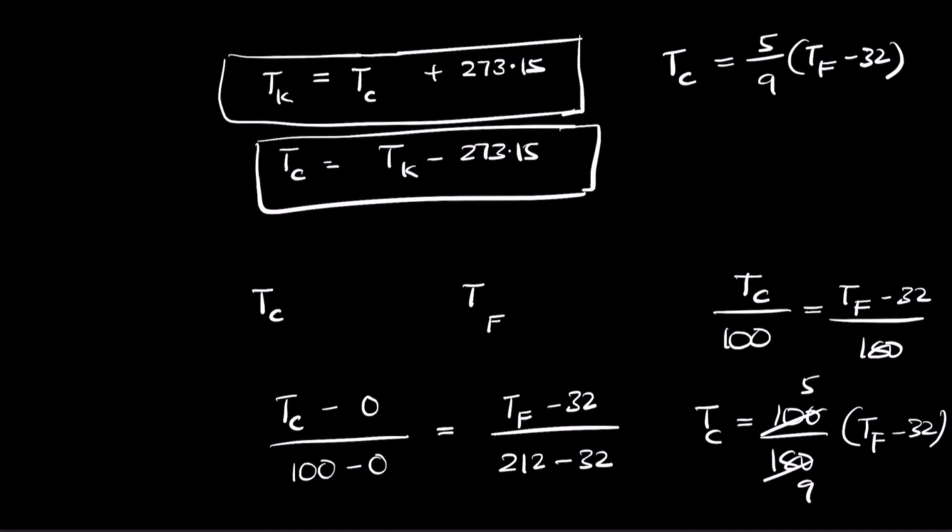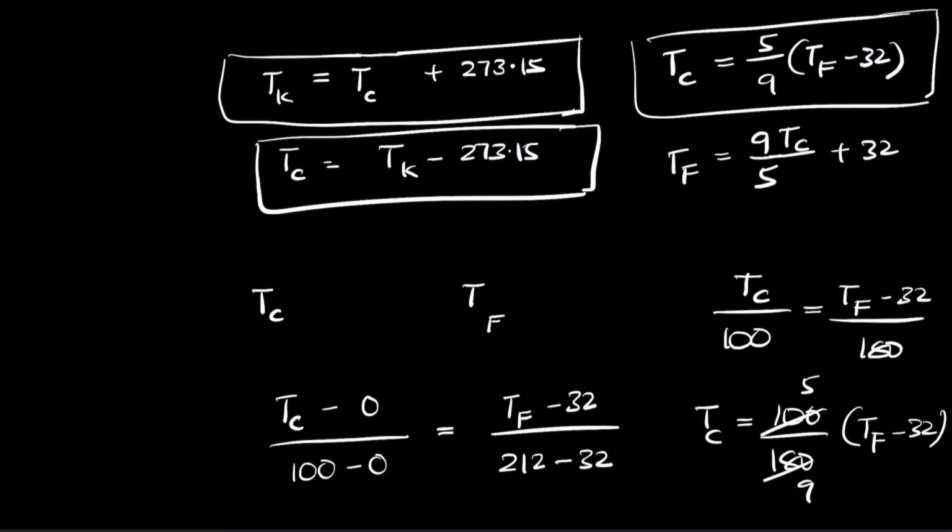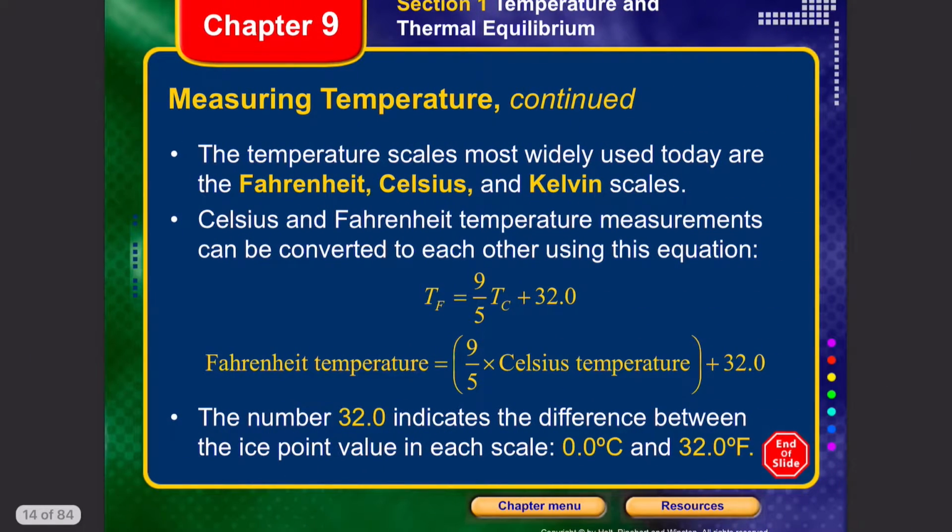Or if you rearrange the equation for Tf, you can solve it on your own. Move 9 over 5 to this side and push 32 to that side. That gives you Tf equals 9 Tc over 5 plus 32. So this is the relationship between the temperature in Celsius and Fahrenheit. So these are the formulas that we can use.